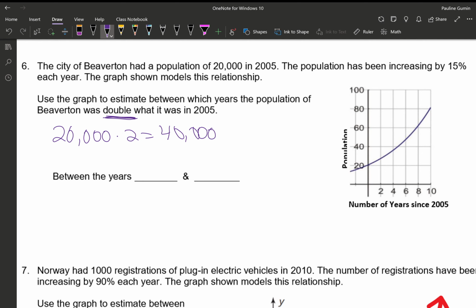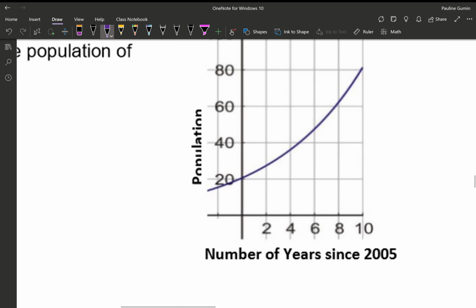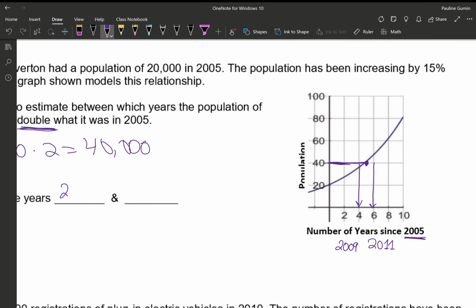40,000 people. The graph is actually a little bit better than last time because we don't have to guess where 40 is. It's right here. However, this graph is still going by 2 years, so we're going to have a 2-year gap. All right, now this is years since 2005. 4 years since 2005 is 2009, and 6 years from 2005 is 2011. Now I want to guess between 2009 and 2010, but I don't know if that's accurate because our graph isn't detailed enough.